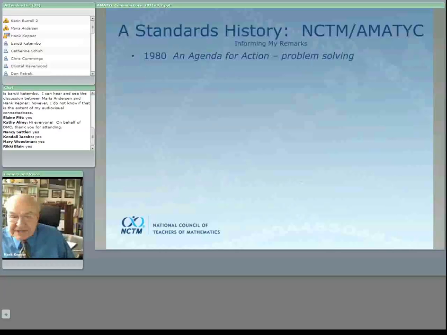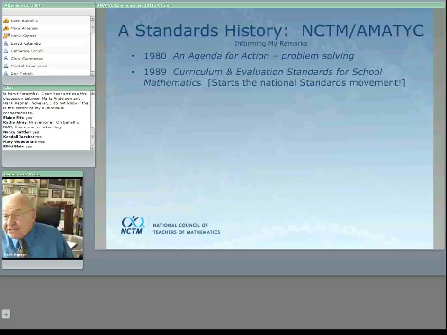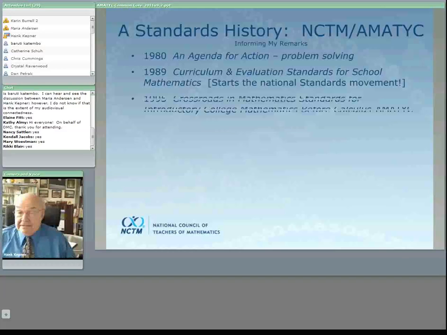Not long after that, working with NCTM, AMATYC took a look at that document and sent out its first look at talking about the kind of mathematics we expect for students. And that came out in 95. In 2000, NCTM basically revised and updated the Curriculum and Evaluation Standards. So the 2000 document is a revisiting of the 89 document a decade later.